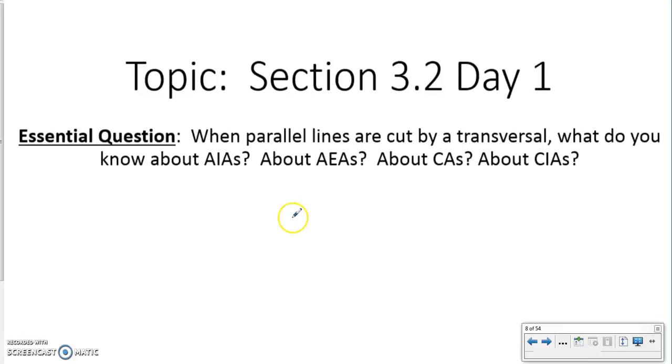Alright, so today our lesson is section 3.2, day 1, and the essential question: when parallel lines are cut by a transversal, what do you know about alternate interior angles? So you answer that in your EQ. About alternate exterior angles, so that's the same kind of thing, but what do we know about those? About corresponding angles, and then what do we know about consecutive interior angles? So today we're going to learn that.